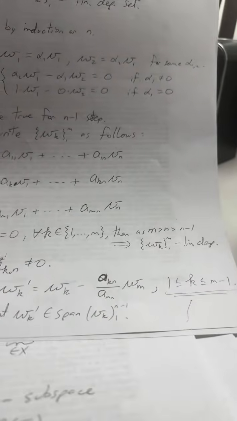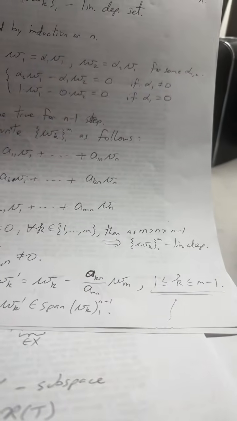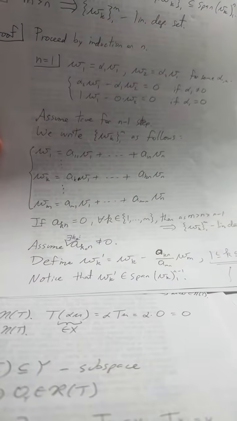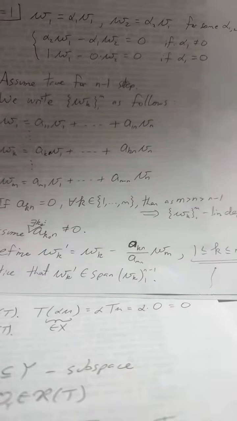So if a_kn is equal to 0 for every k, so that means the final column of vectors, then as m is bigger than n minus 1, you can use the inductive step to show that the family of w's is linearly dependent. So now you can assume that there exists an index k0 where a_k0n is not equal to 0. So then you have w_k prime equal to w_k minus... okay, so we have this new definition, or not new definition, but this new vector w_k prime for k between 1 and n minus 1.